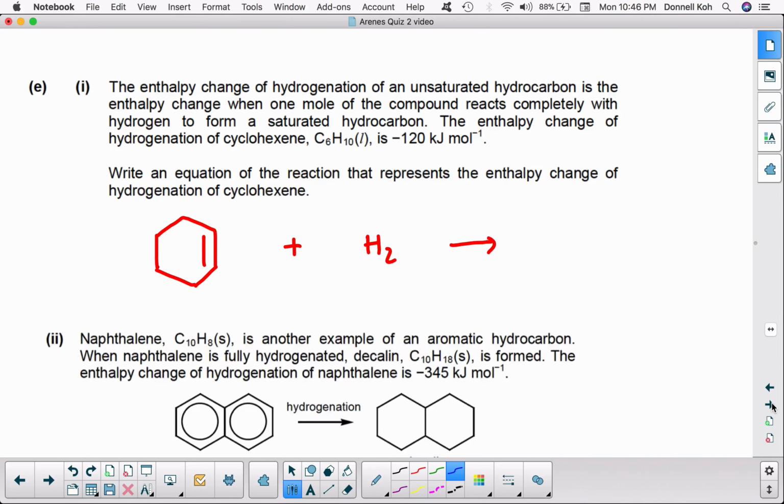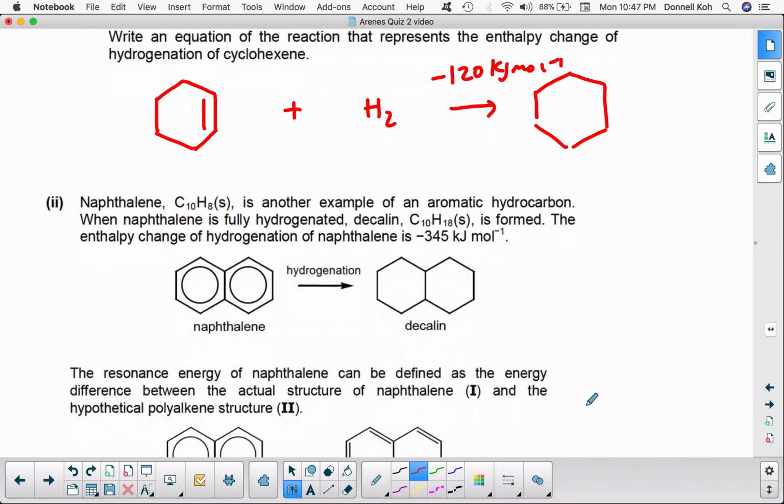So write an equation for the reaction that represents the enthalpy change for hydrogenation of cyclohexene. So this is just cyclohexene reacting with hydrogen to form cyclohexane, and the enthalpy change here is actually minus 120 kilojoules per mole. All right. Okay. Let's look at E part 2.